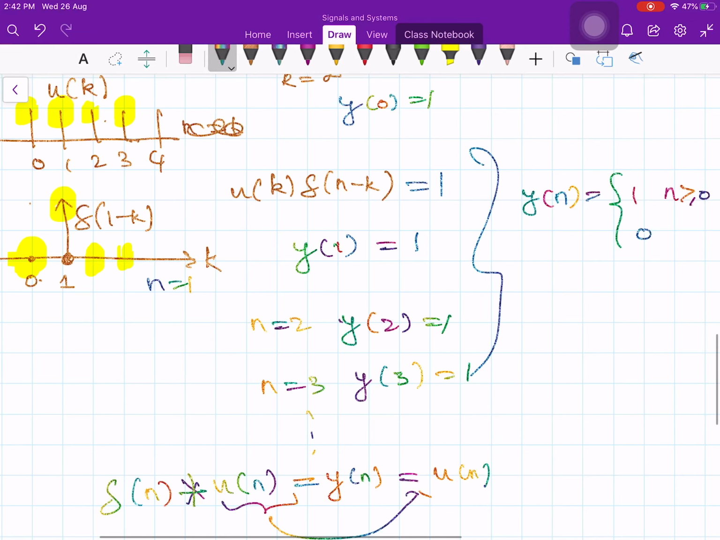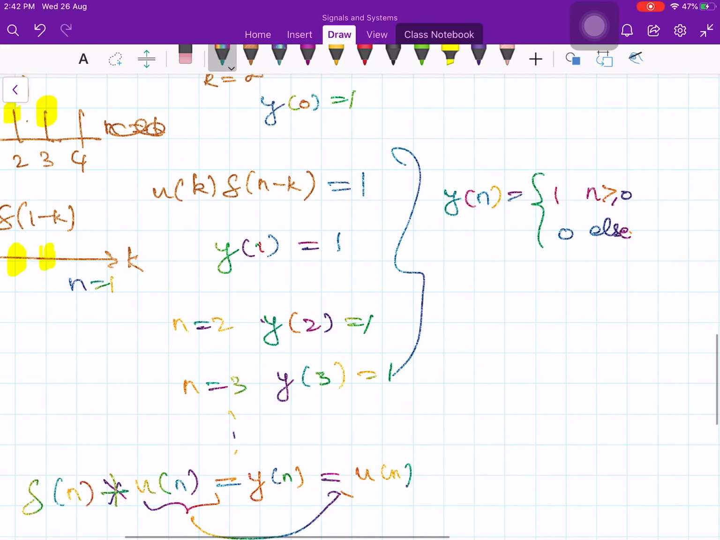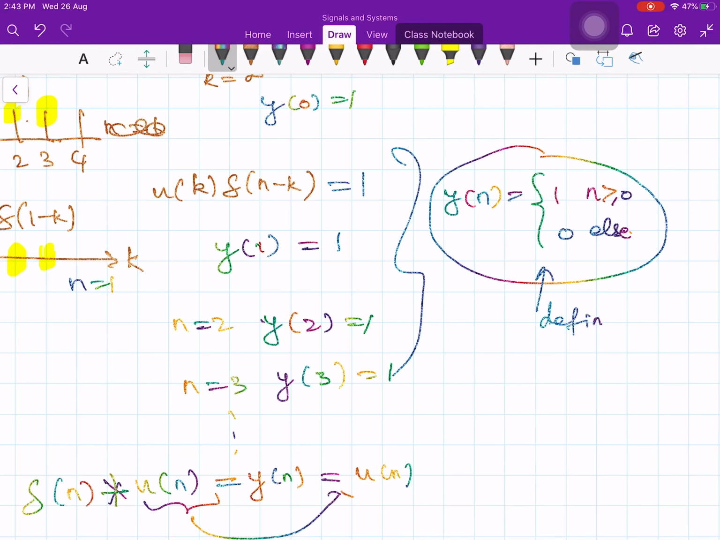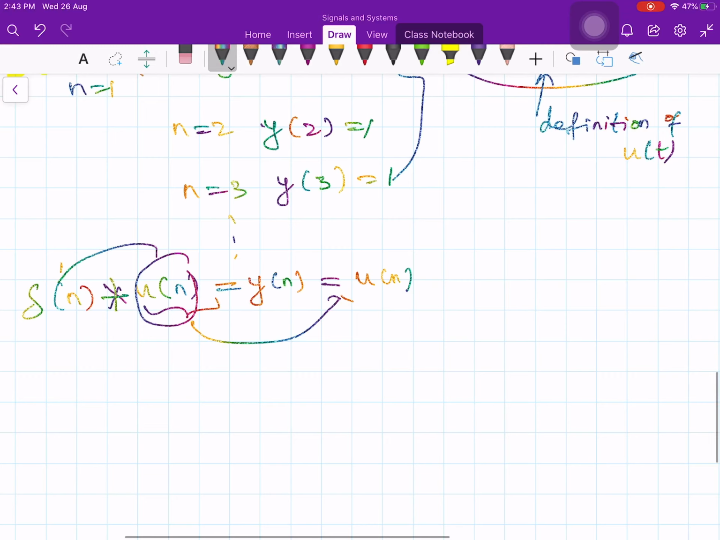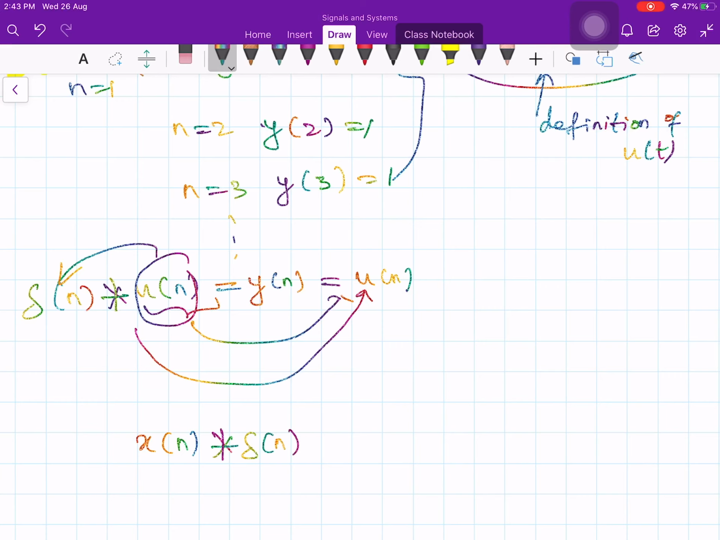So, don't you see that this is precisely the definition of u of n? Therefore, the input is u of n convolved with del of n. Again you are getting u of n at the output. Therefore, you take any arbitrary sequence x of n, you convolve with del of n, again the output is going to be the same input, no change. So, that is the thing I wanted to prove from this example. You take any arbitrary sequence, convolve with del of n, and the output is the same arbitrary sequence.